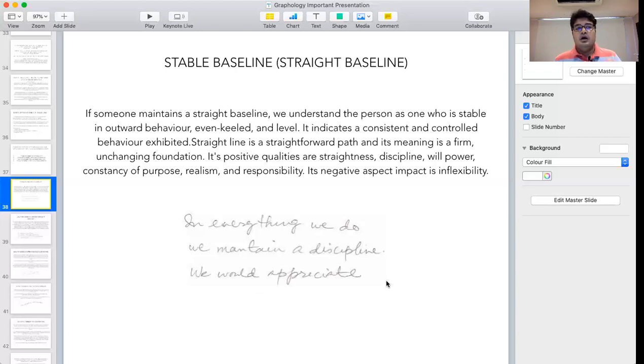Kids who have had extremely strict parents, and if the child falls astray, or somehow does not follow the rules and the parents scold a lot, then the child has to follow a certain pattern. So then in that particular case also there is a straight baseline.